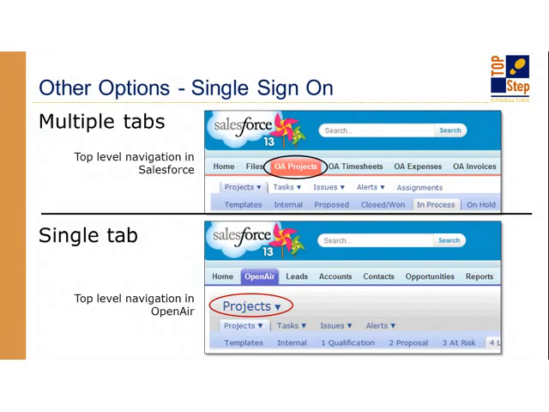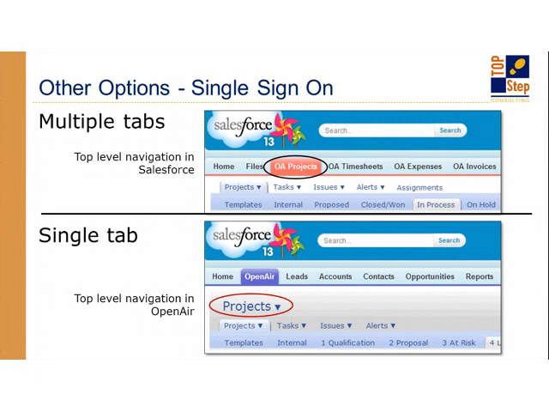Okay, single sign-on. Part of the integration allows you to do single sign-on from within Salesforce. It only works that way. You can't go from OpenAir to Salesforce. There's 2 basic ways of doing this. The multiple tabs approach, they kind of look the same, right?